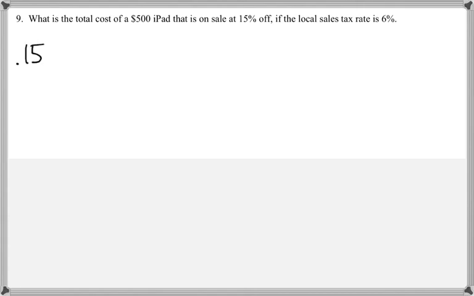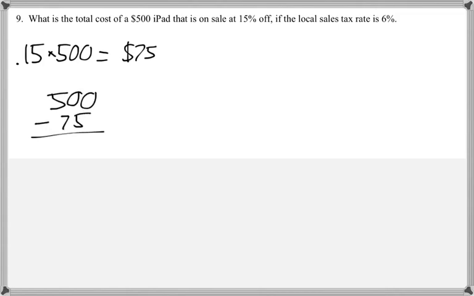So 15% times 500 will get you $75. So we need to take the 500 and subtract 75, and we get 425. So we've taken into account the 15% off sale.